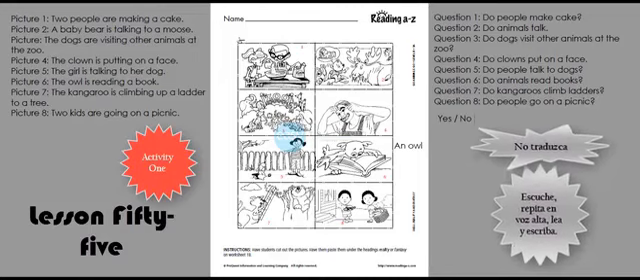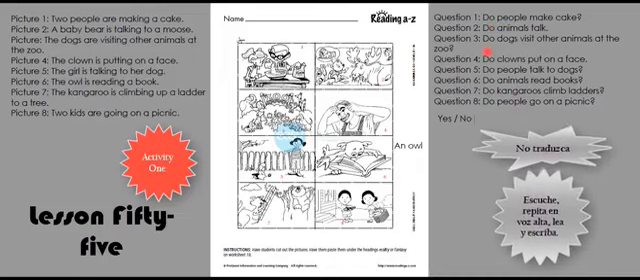En algunas preguntas se usa does. En otras se usa do. En estas he usado do porque la persona o la cosa de la cual estoy hablando está en plural. People es plural. Animals es plural. Dogs es plural. Clowns es plural. Kangaroos es plural y people es plural. Si no hubiese sido plural, usaría otro auxiliar, el auxiliar does. ¿Me está siguiendo, verdad?